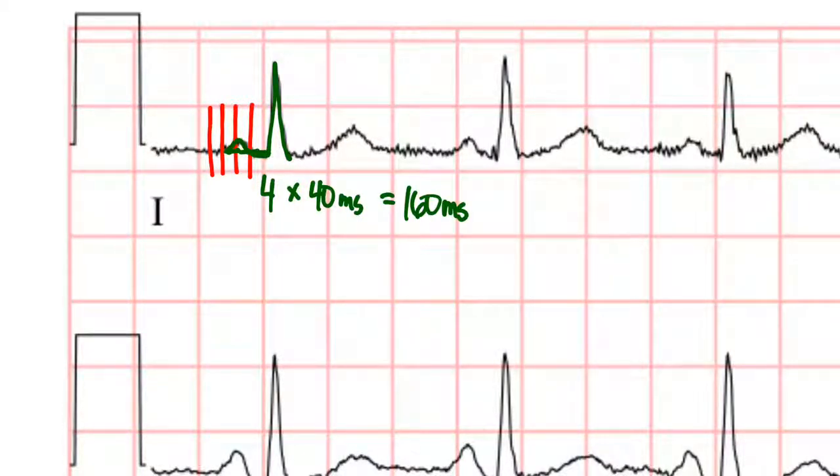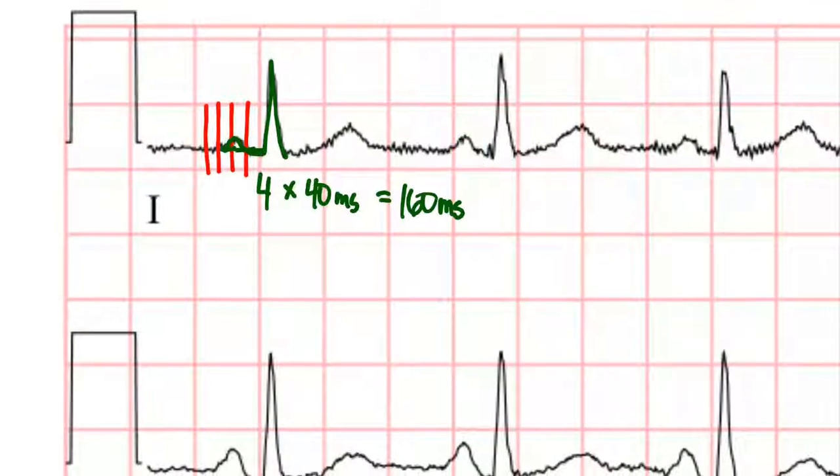So let's look again here. It's a little bit easier to see. Let me do that again because I didn't do that well. So 1, 2, 3, 4. Again, 4 small boxes we see there, so 4 times 40 equals 160 milliseconds.